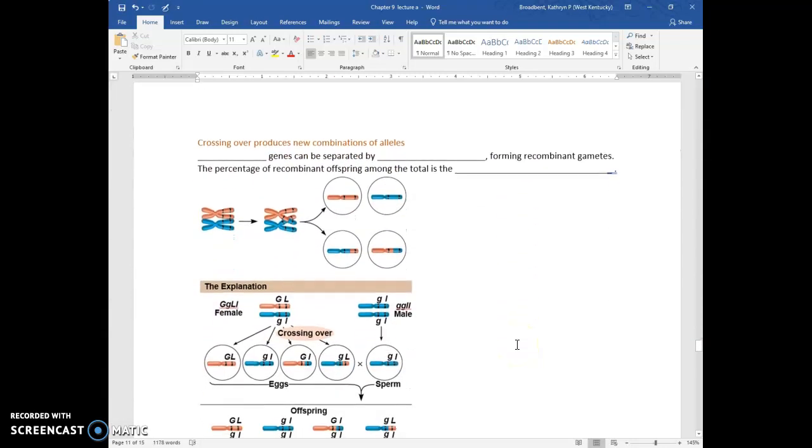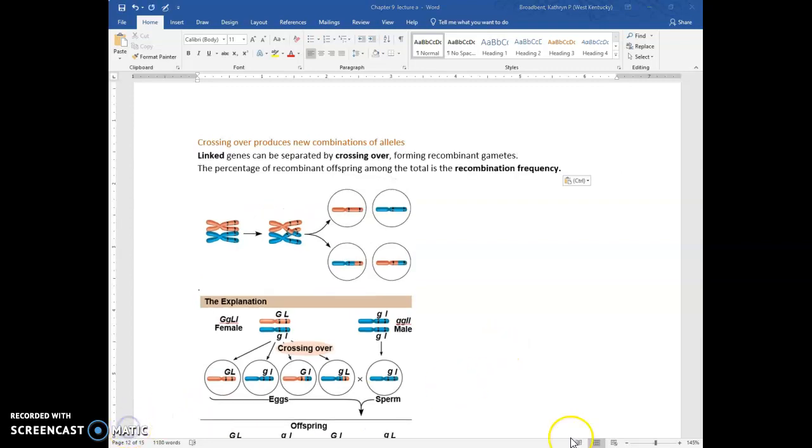Genes that are linked can be separated by crossing over. And we can calculate the percentage of recombinant offspring among the total, and this is our recombination frequency.